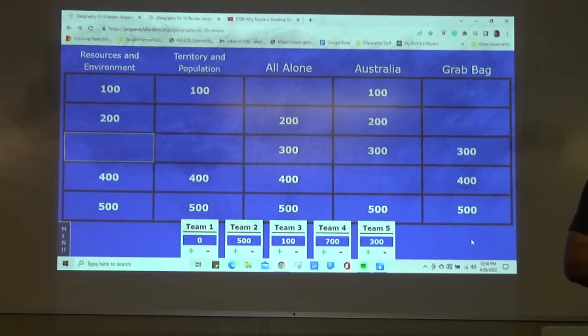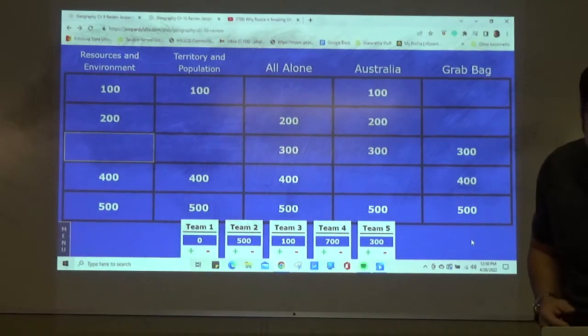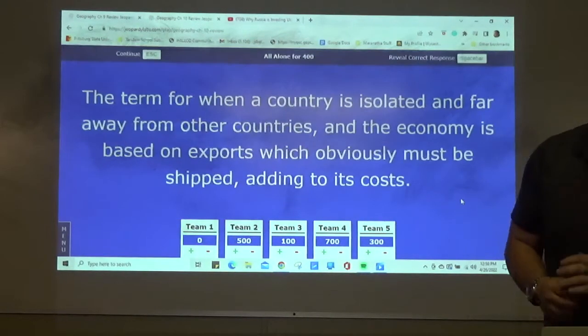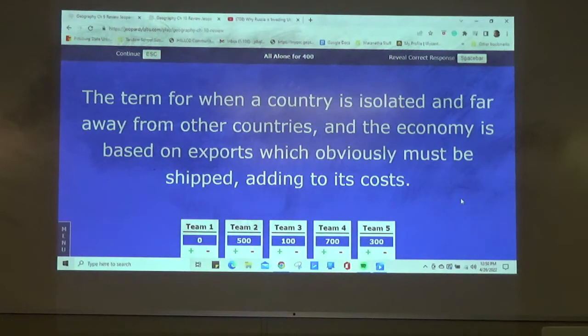Alright, team 4. All alone 400. The term for when a country is isolated and far away from other countries and the economy is based on exports, which obviously must be shipped, adding to its costs. I'm going to give this one to team 1. Isolated? No, wait, that's not the question. Never mind. Okay. Import substitution industries.